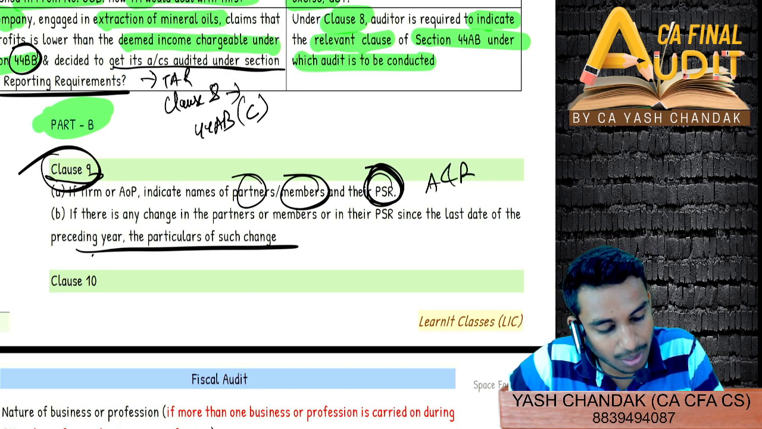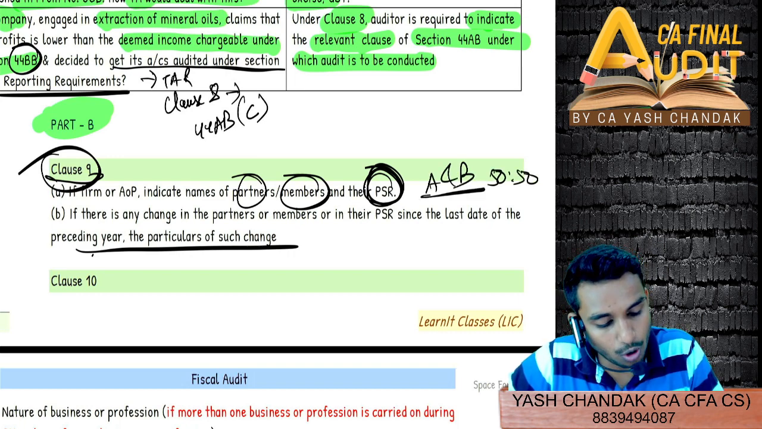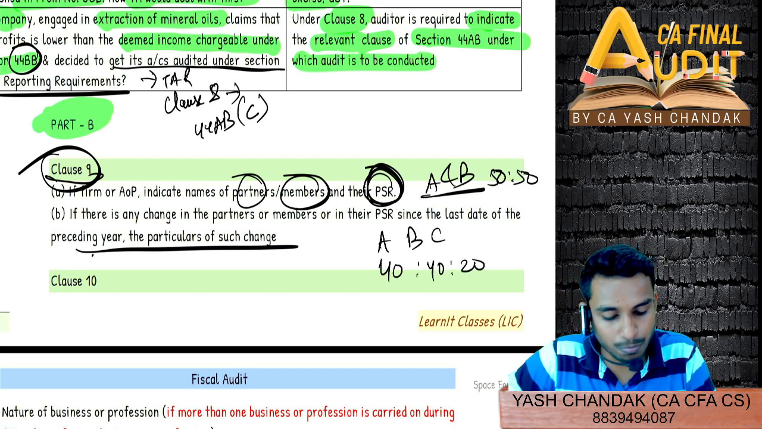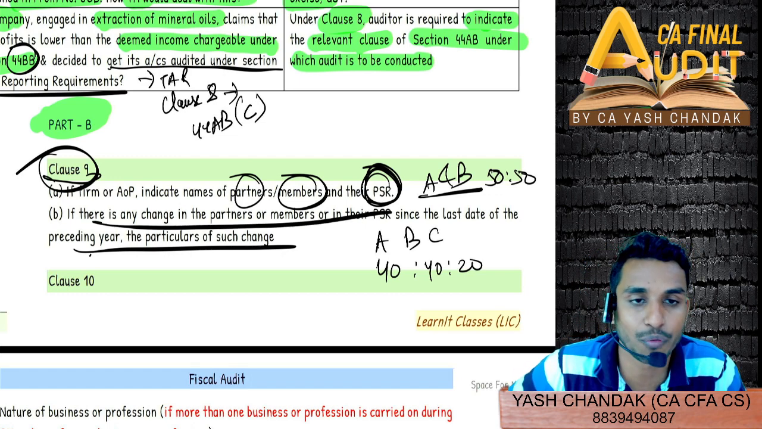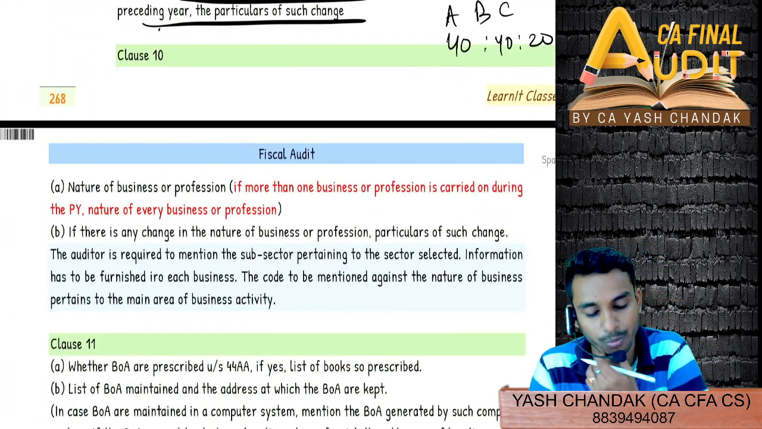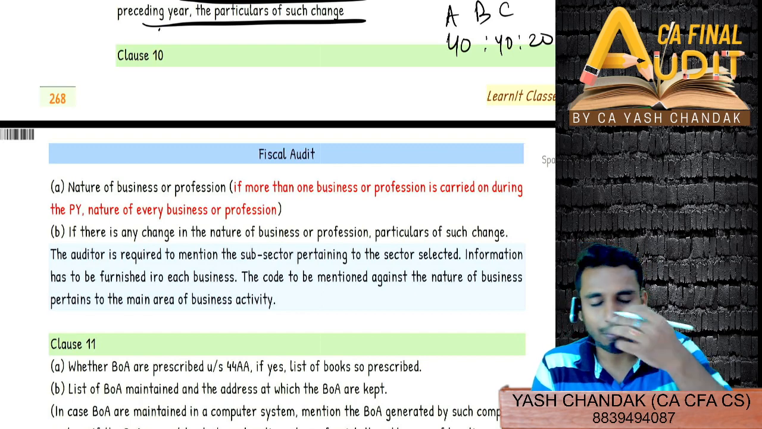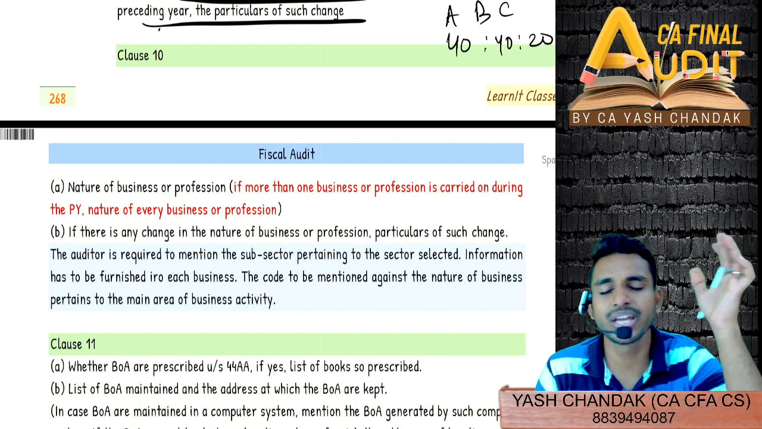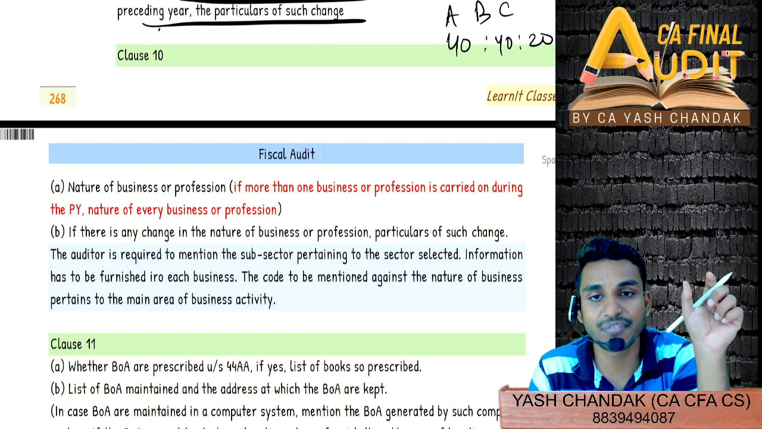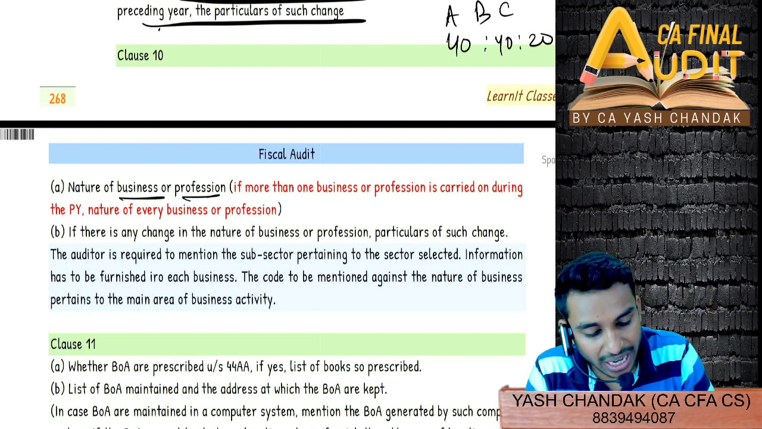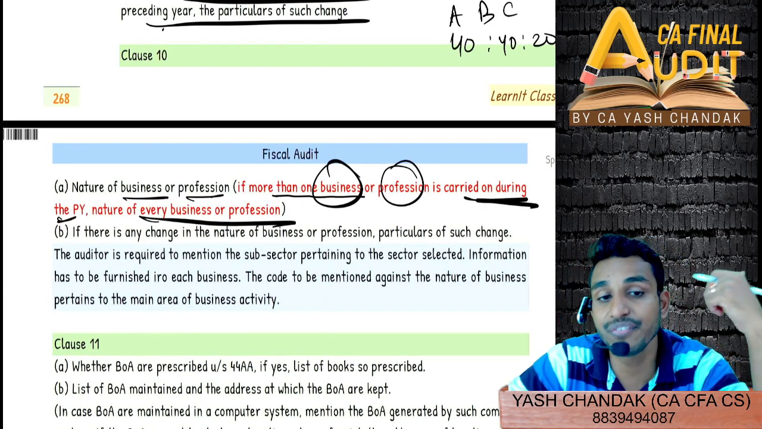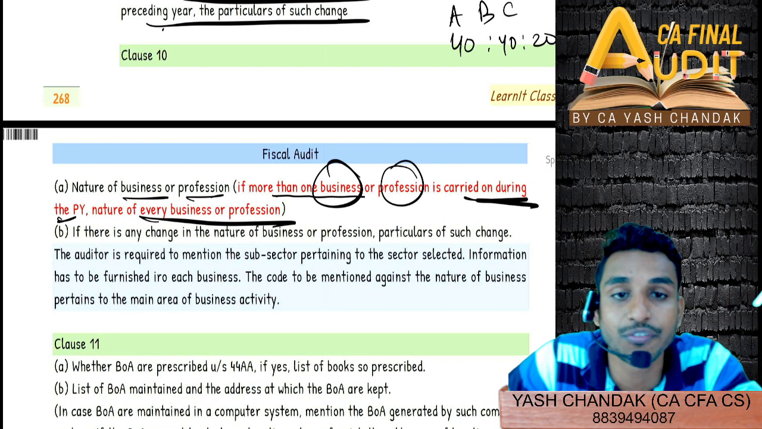Suppose A and B are the partners, with a 50-50 profit sharing ratio. Now C has also entered, and now the ratio of A, B and C is 40:40:20. So you have to specifically mention the change in the partners and the change in the profit sharing ratio, right? Clause 10 is nothing but the nature of business or profession. You might have attested many income tax returns where at the end we specify the nature of the business. Do you remember we also specify the business code? If more than one business or profession is carried on during the previous year, then you have to specify the nature of every business or profession, which is different from the income tax return.